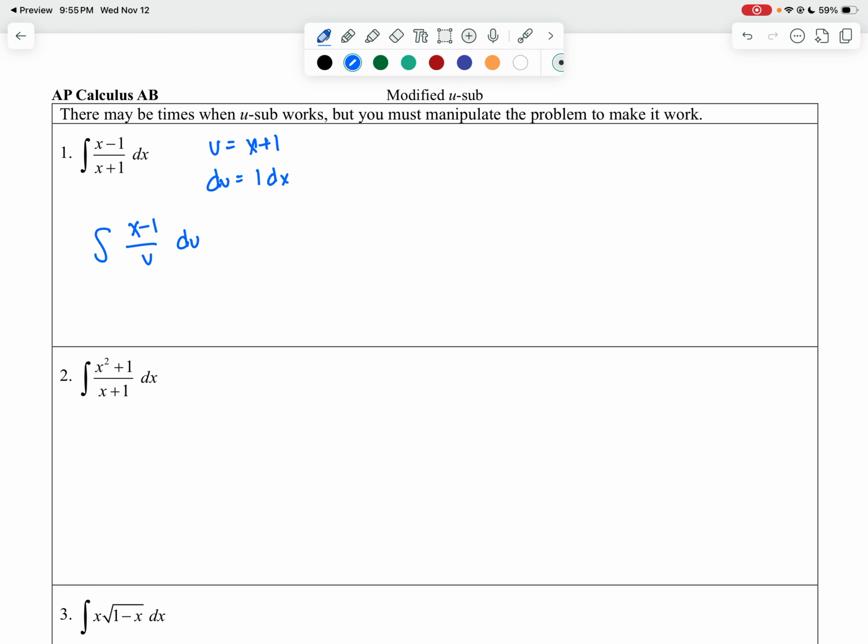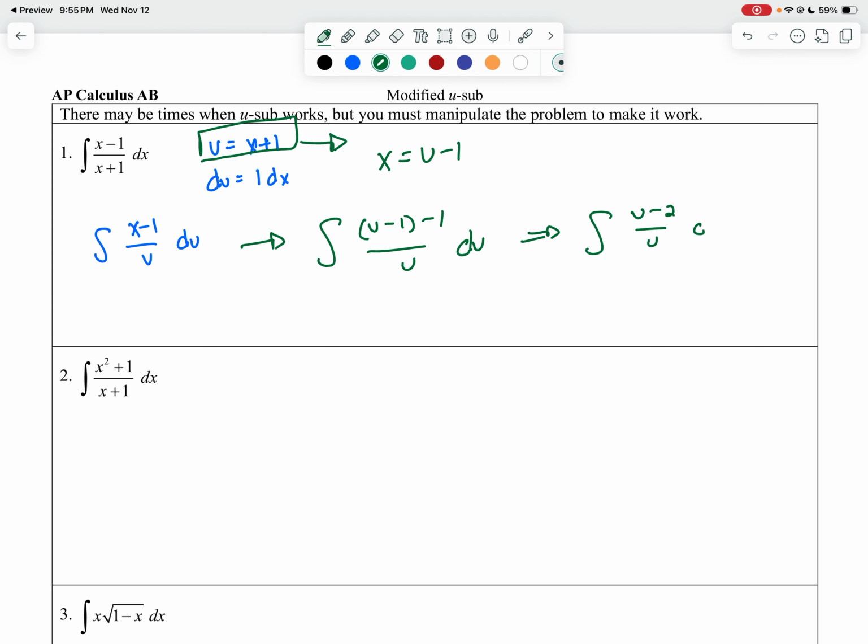Now this is where our problem comes in with modified U sub, or traditional U sub here. With traditional U sub, I still have an x here, which, not good. But you do know that u is equal to x plus 1. So I'm going to let x be the same thing as u minus 1, which means I could change this. So that's the integral of u minus 1 over u du, which gives me the integral of u minus 2 over u du.